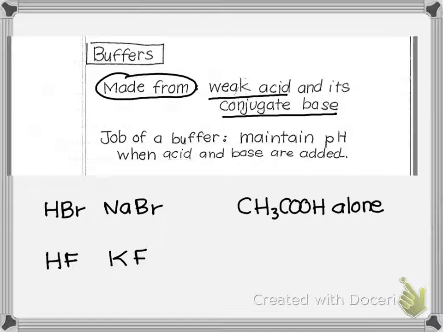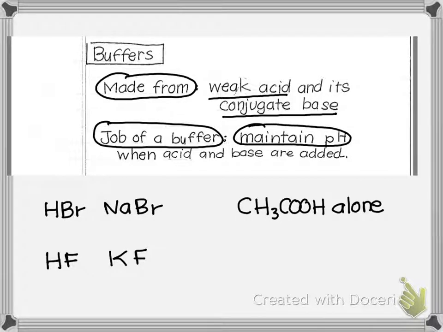So the goal or job of the buffer is to maintain pH. Now, it does not mean that it keeps the pH at a neutral level, like a pH of 7. Instead, each individual buffer will have a varying pH, and that's the pH that the buffer will hold the solution at as long as it's working.